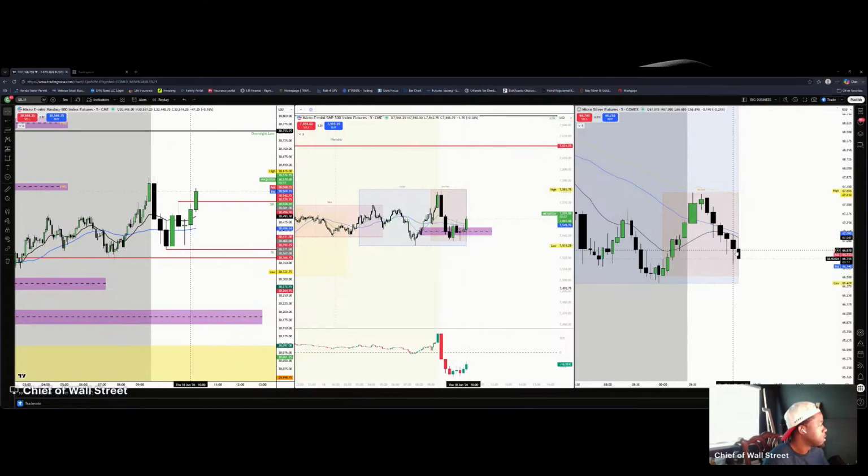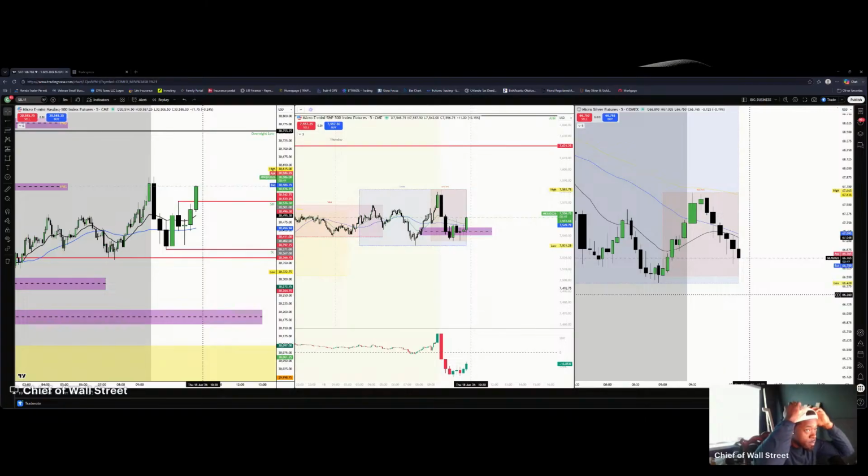I'm trying to see if silver is going to respect this level and push up without passing it and closing below it. So we just got a little waiting game going on. A little waiting game, that's all.